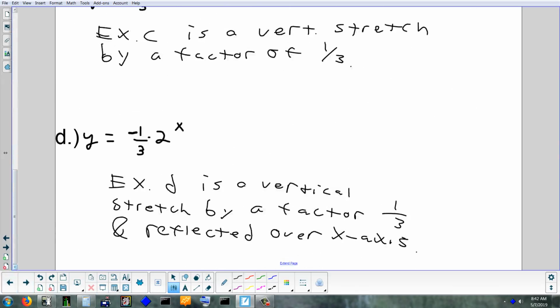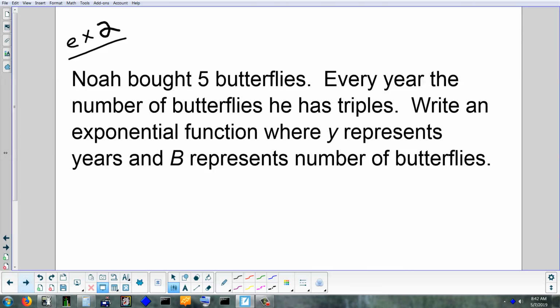Okay, so the next one we're going to do is a word problem. We're going to take a look at how to do this one. It says Noah has 5 butterflies. Every year, the number of butterflies triples. Write an exponential function where y represents years and b is the number of butterflies.